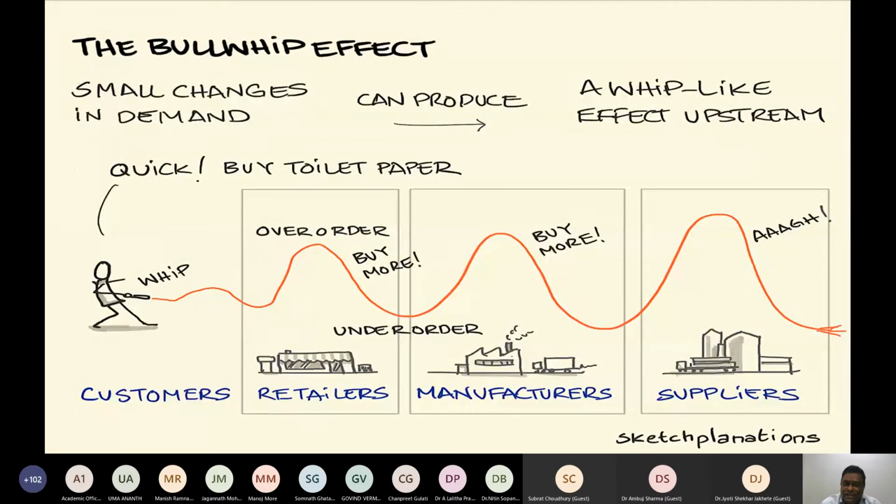To demonstrate this bullwhip effect, there is an interesting game that is being played, to make the students realize how this type of demand supply mismatch is going to affect the whole supply chain. Okay, that is the bullwhip effect.